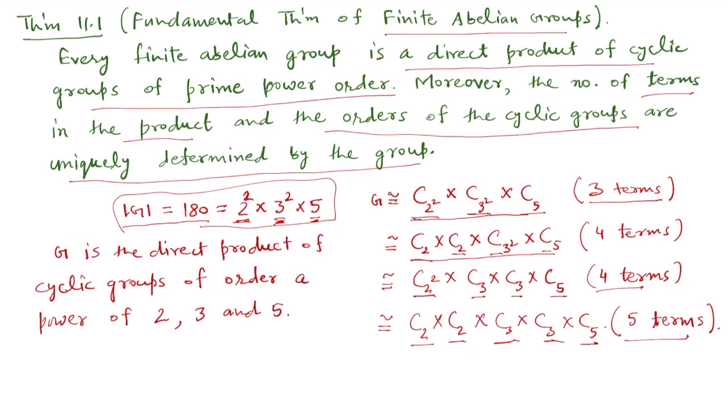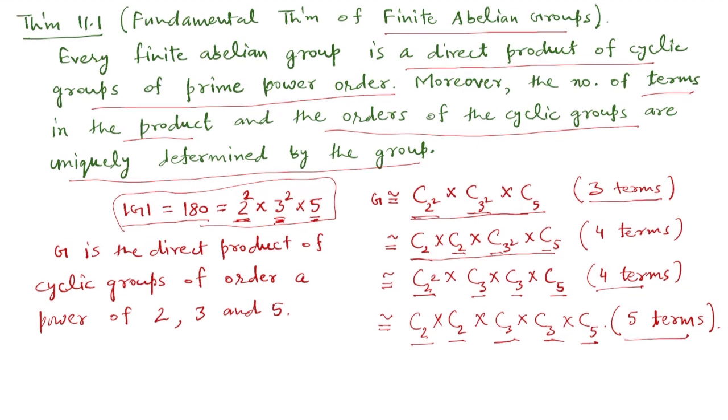Firstly, it says that every finite abelian group can be factored into a direct product of cyclic groups of prime power order, and further, the number of terms and the orders of the cyclic groups depend on the group itself. The proof of the theorem is very lengthy, so we shall break the proof into 4 lemmas, and we shall prove these 4 lemmas one by one.